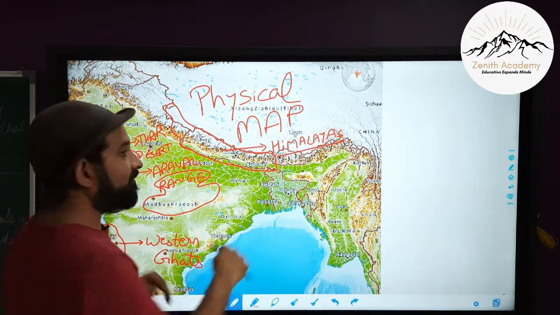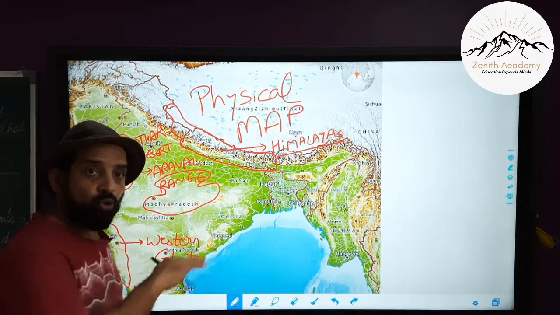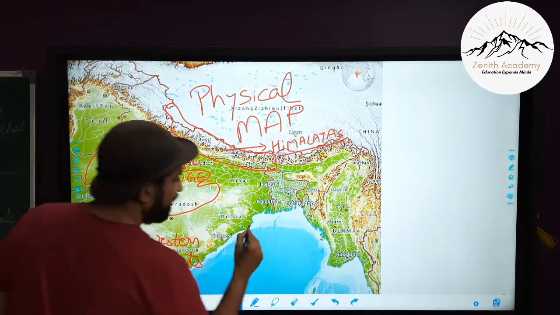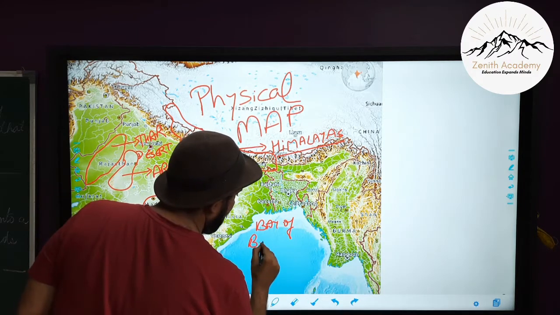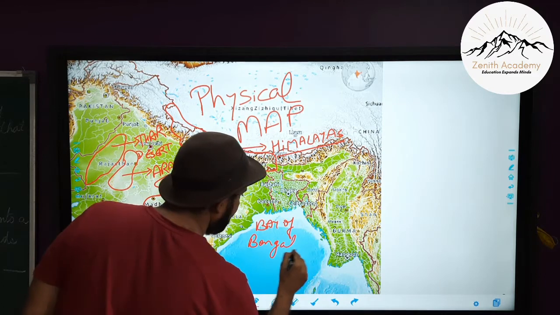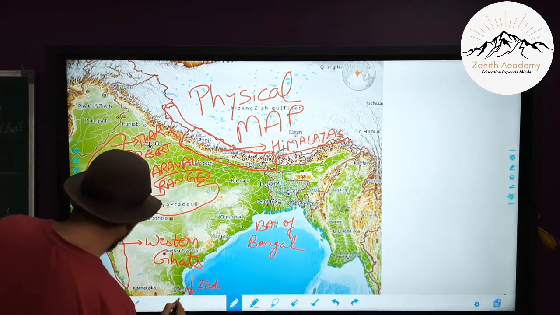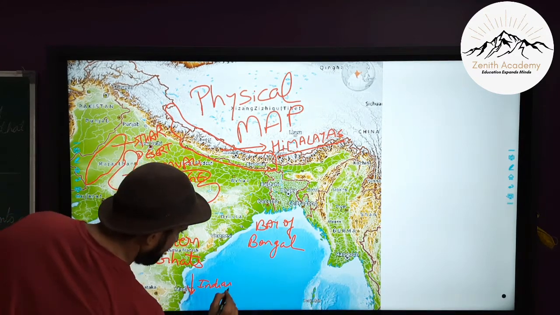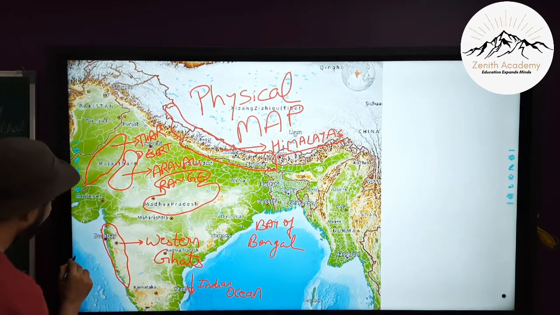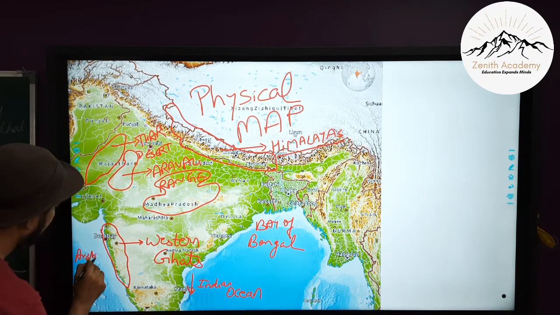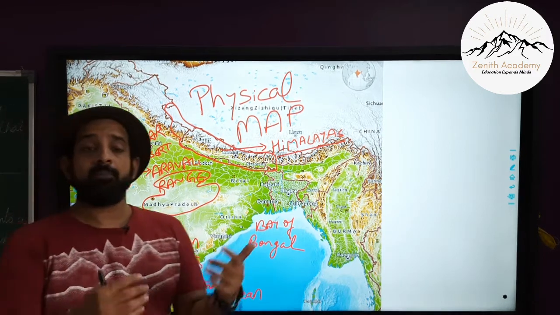So a physical map gives you the entire idea of the earth features. Similarly, it gives you the idea about the oceans surrounding a particular country. Let's say this is the Bay of Bengal on the eastern part of our country. Then on the southern part of the country is Indian Ocean. On the western part it is Arabian Sea. So this is how a physical map is useful.